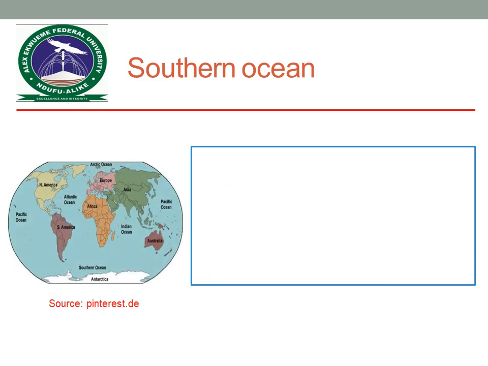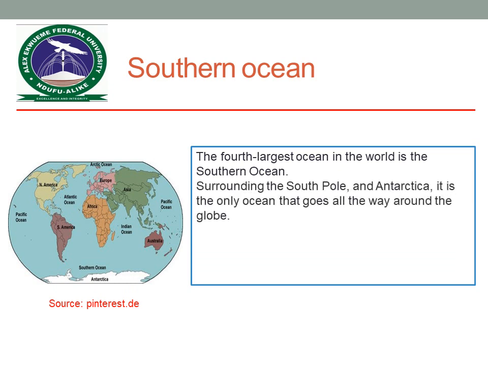Next is the Southern Ocean. This is the fourth largest ocean in the world, and it is the only ocean that goes all the way around the globe, surrounding the South Pole and Antarctica. So here we have the Southern Ocean. As you can see, it runs from one end of the globe to the other. And then it surrounds the South Pole. Down here is the South Pole, and then Antarctica, which is a continent.